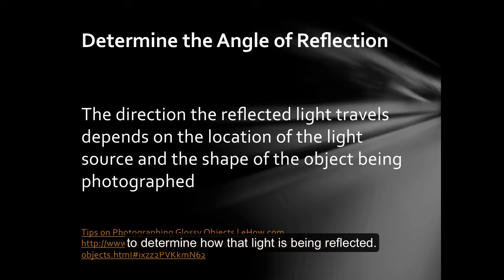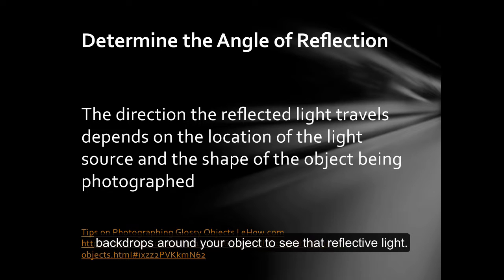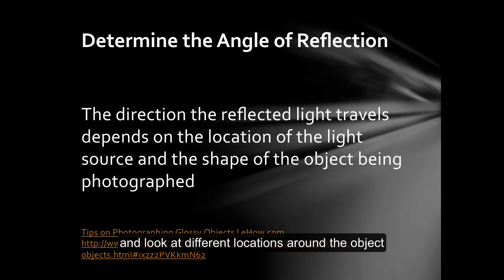To determine how that light is being reflected, you need to point the light at the object that you are taking a photo of and look for how that surface is reflecting the light and where that light is going. To do that, it's good to have some extra surfaces, backdrops around your object to see that reflective light. Where is that reflective light being displayed? If there aren't any nearby surfaces that you can bounce it off, get some white cards, get some pieces of paper, and look at different locations around the object to see where indeed that reflective light is hitting.